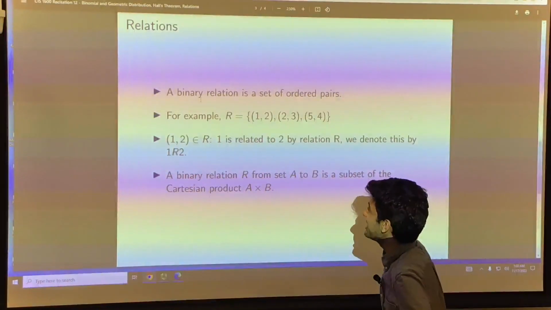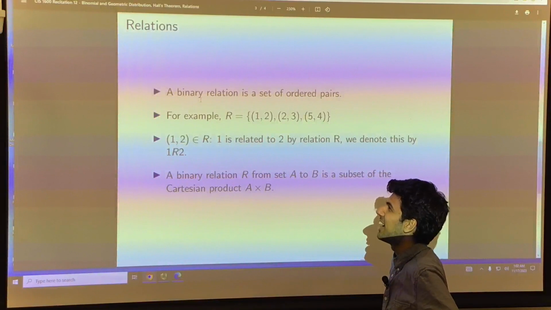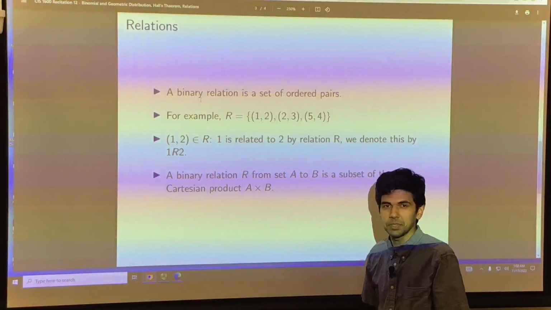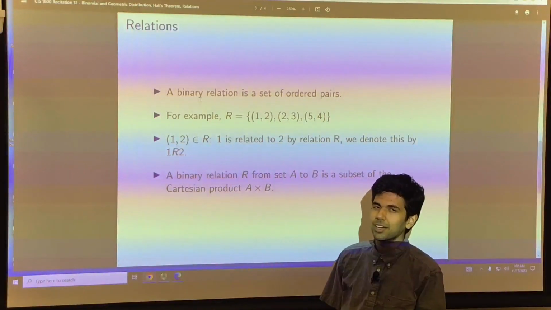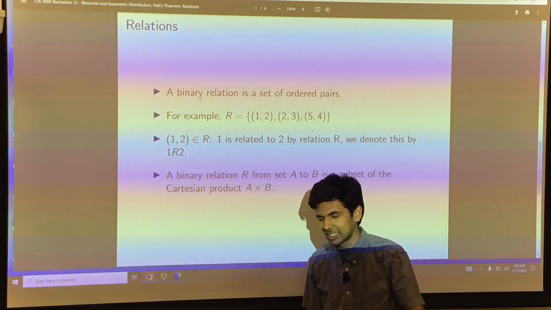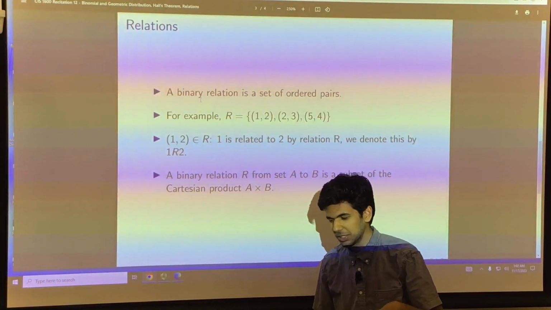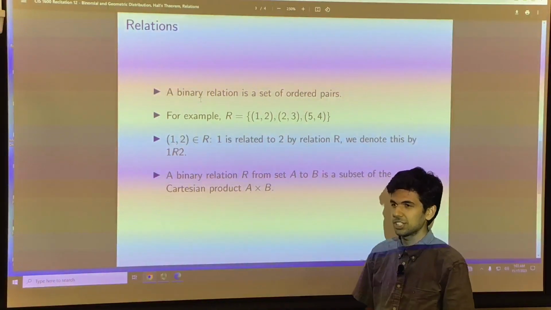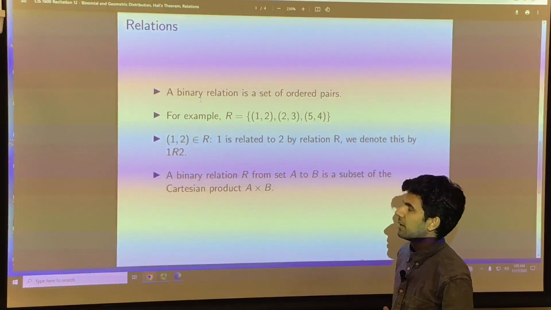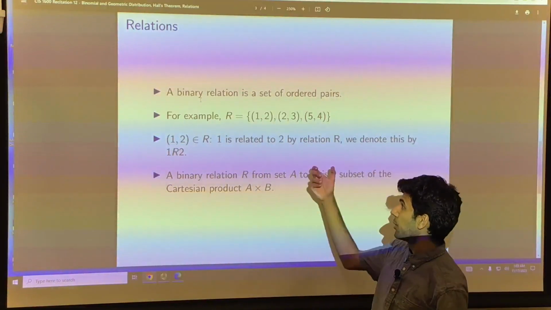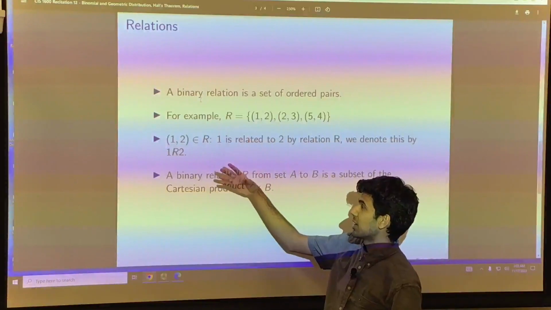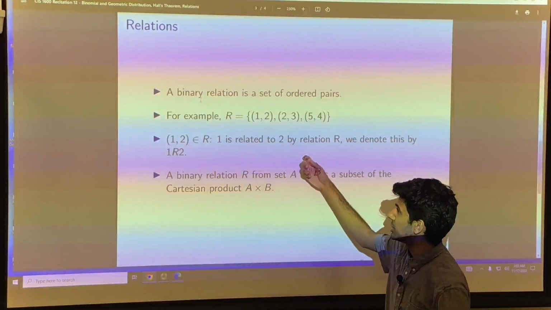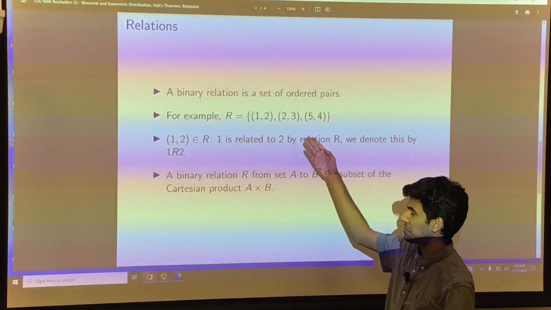So we're dealing with binary relations. A binary relation is simply a set of ordered pairs. It is a set. Just take a moment to let that sink in. A binary relation is a set. Moreover, the set contains ordered pairs, and we have an example right here. This is an example of a relation. We have a set of ordered pairs.